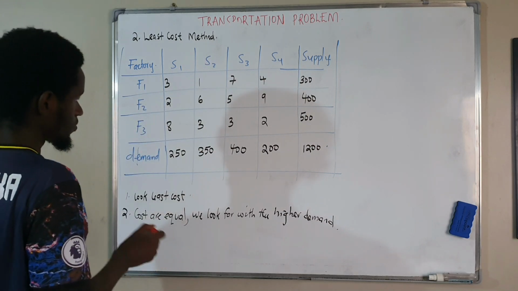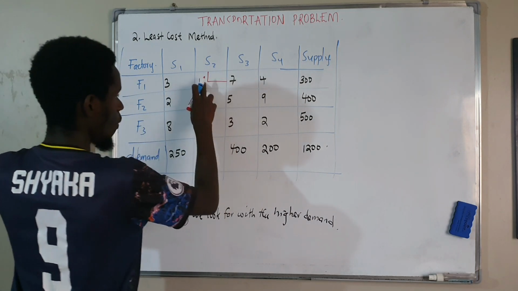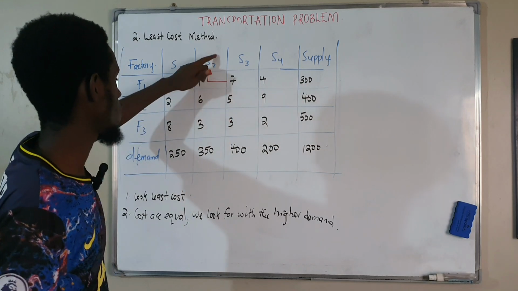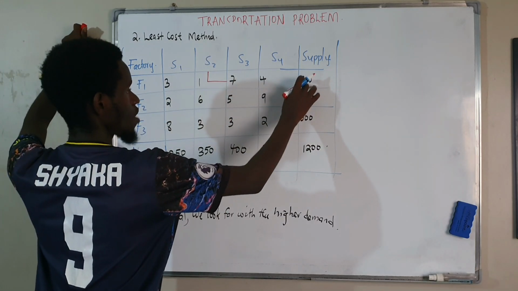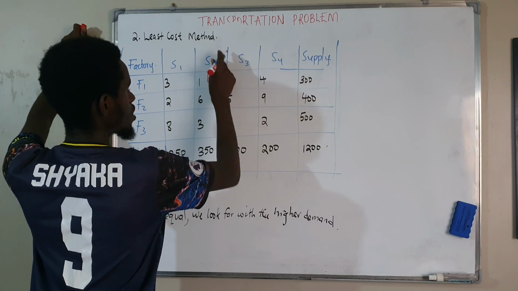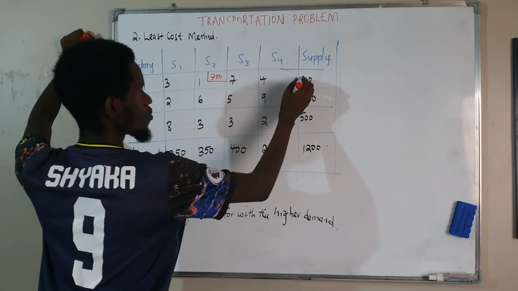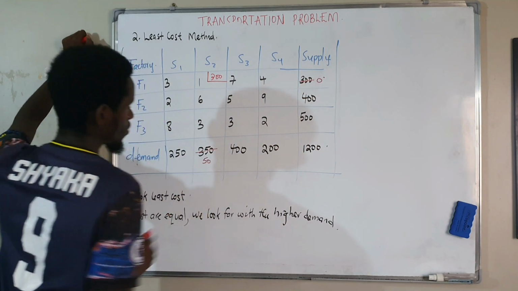Therefore, if I begin with 1 as my least cost, I will be here, where factory 1 is supplying 300 and store 1 is demanding 350. I will first supply the 300 to S1 because the demand is 300. I have a 300 here, and then this one will go to 0. Then here I'll be left with only 50. I think we're together now.